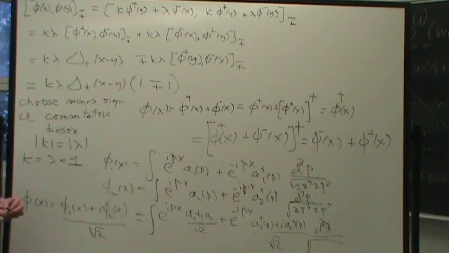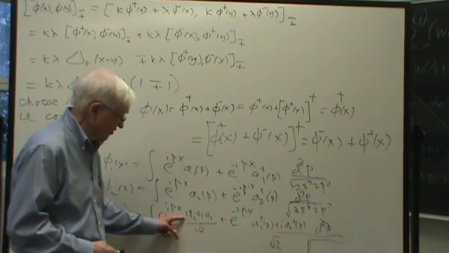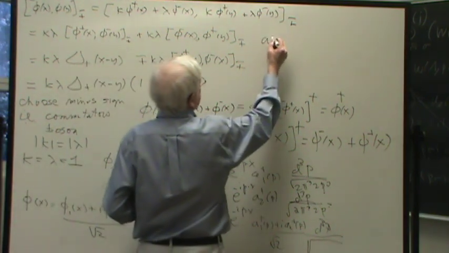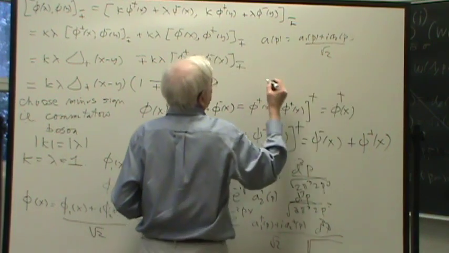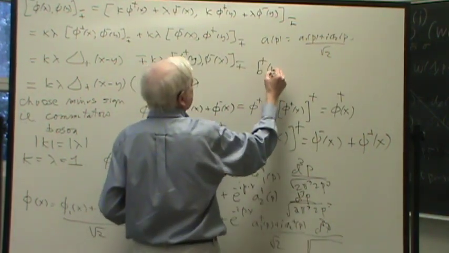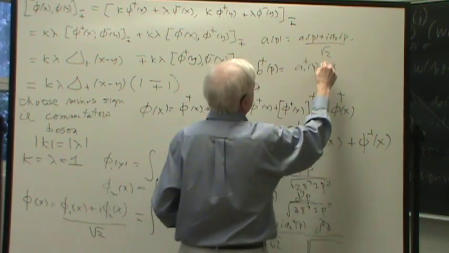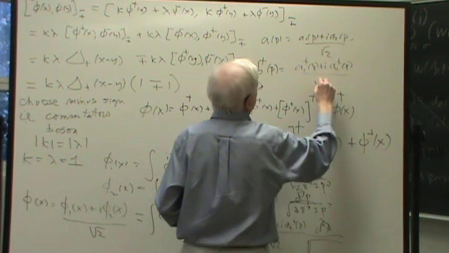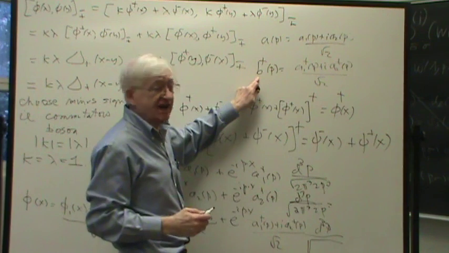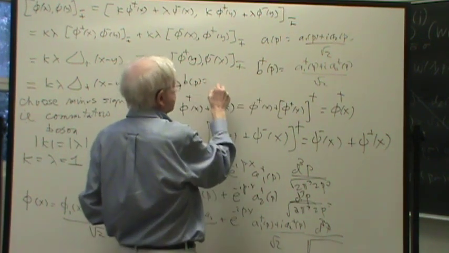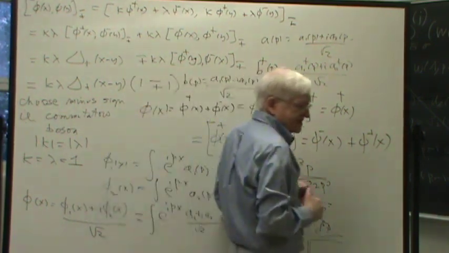Now here's what I want you to notice. This is very cute. You see, this isn't the adjoint of that. And so you call this the annihilation operator for the particle, and you say a of p is (a1 of p plus i a2 of p) over root 2. And this thing you call b dagger, which is (a1 dagger of p plus i a2 dagger of p) over root 2. Notice a dagger is not equal to b dagger. And so this is the creation operator for the antiparticle, and b of p is (a1 of p minus i a2 of p) over root 2. So that's how you introduce antiparticles.